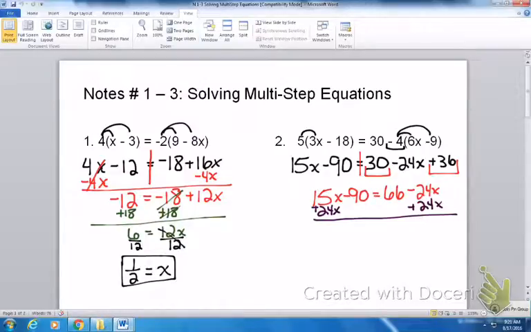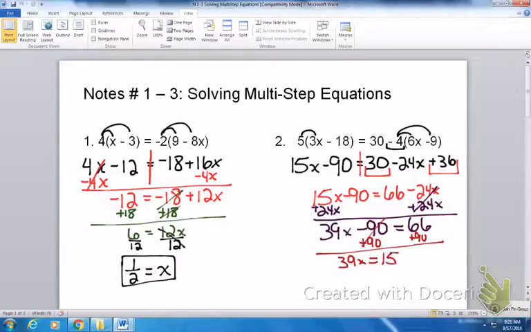So let's see, 15x plus 24x will give me, how about 39x, not 29. The 90 doesn't change. And that equals just 66. Negative 24 plus 24 cancels out. Now, I need to move my negative 90 to the other side by adding it to both sides. So that leaves 39x. Negative 90 plus 90 cancels out. And now I have 66 plus 90 is 156.